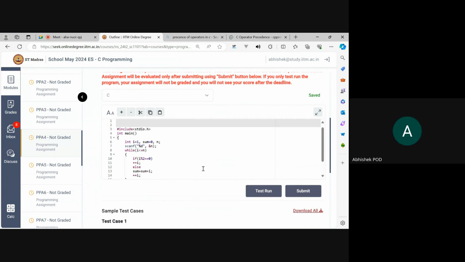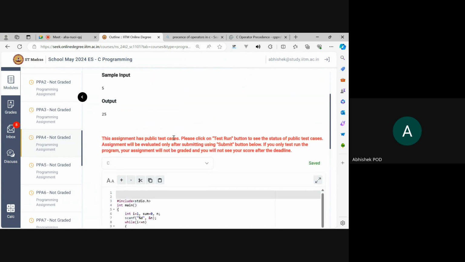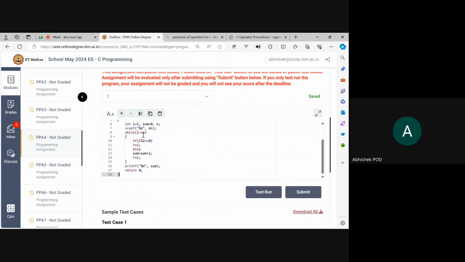Okay, so what you're doing here is i is 1, sum is 0, and n is this. You accept an input, right? Then you say while i is less than n, if i mod 2 is 0, then it is an even number, so just increment the value.